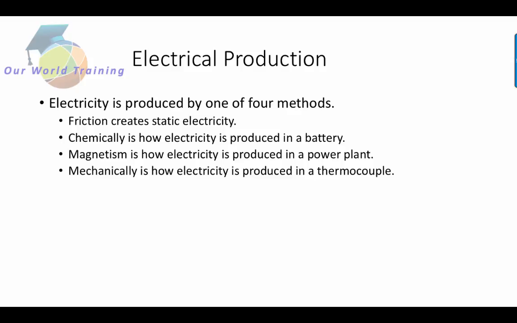Electricity is produced by four methods. Friction is what you get when you create static electricity. You shove your feet along carpet or touch something on a cold day, and you get static electricity. Chemically is how electricity is produced in a battery. Magnetism is how electricity is produced in a power plant, and mechanical is how electricity is produced in a thermocouple.